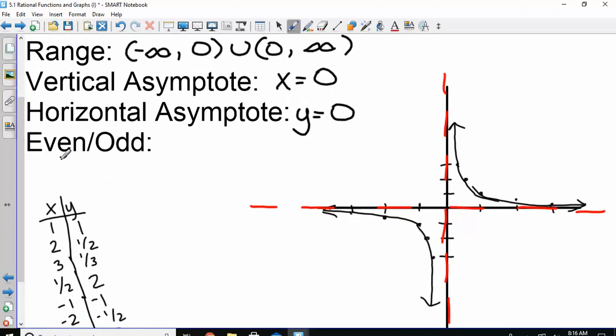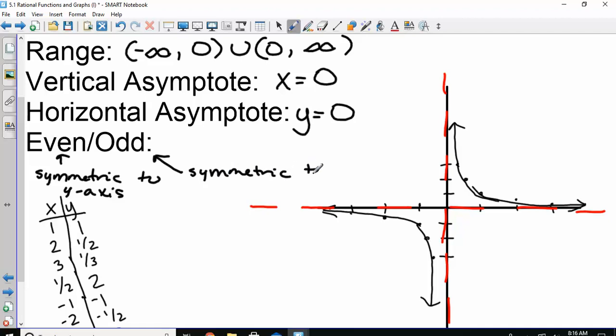Even or odd? Even means symmetric to the y-axis. In other words, if I fold this thing on the y-axis, does it overlap itself? No. Odd, if you remember, means symmetric to the origin, which means you have to flip over both the x and the y. So think about this top piece. If I flip it over the y, it will go right here. And then if I flip that over the x, it's right here. So that one works. This one is odd. It's symmetric to the origin.